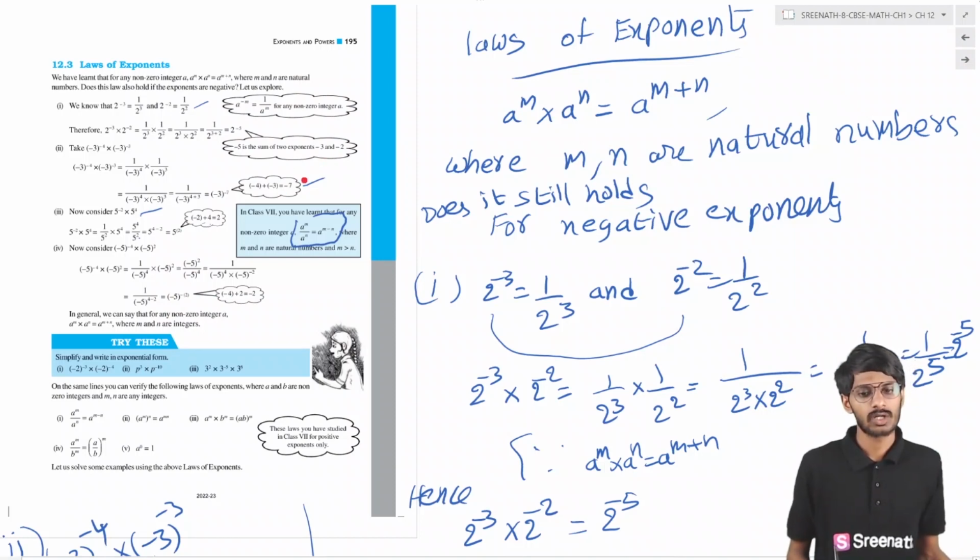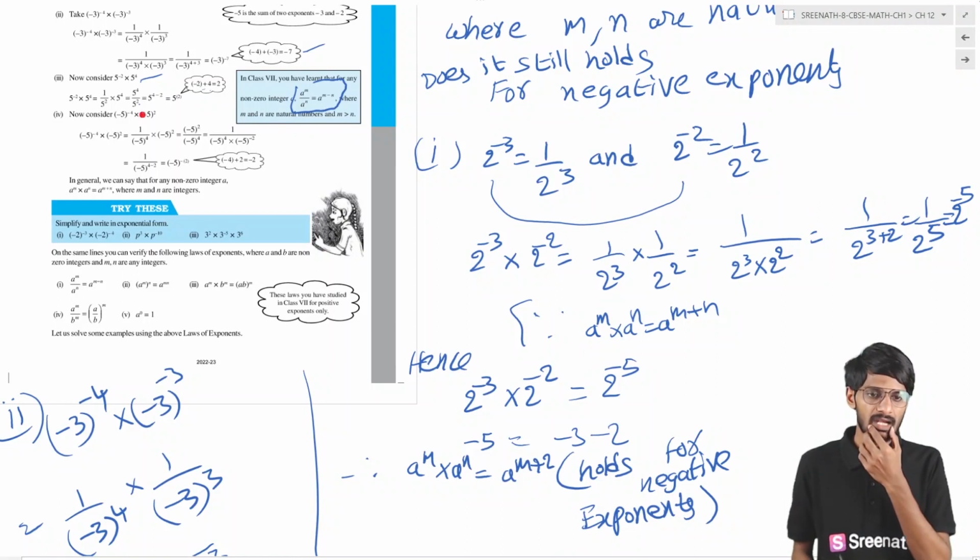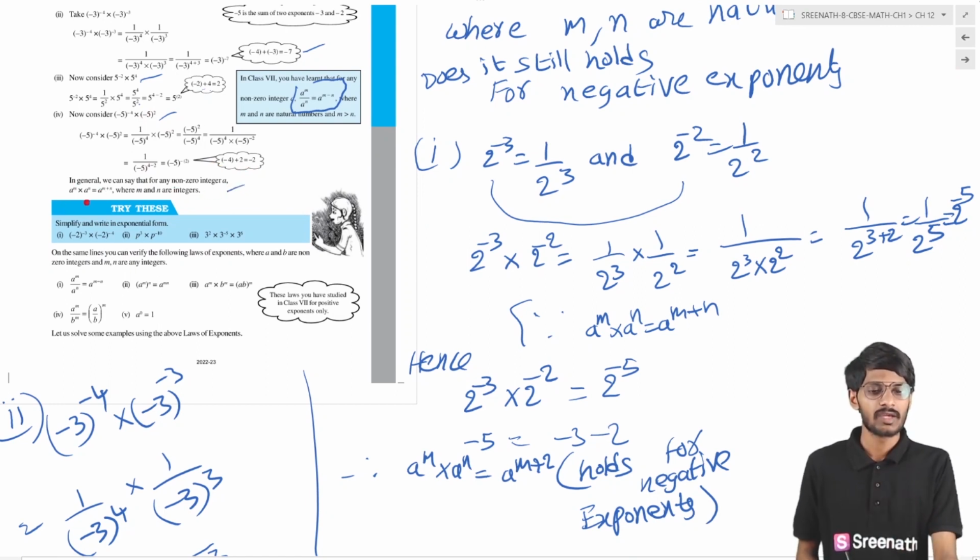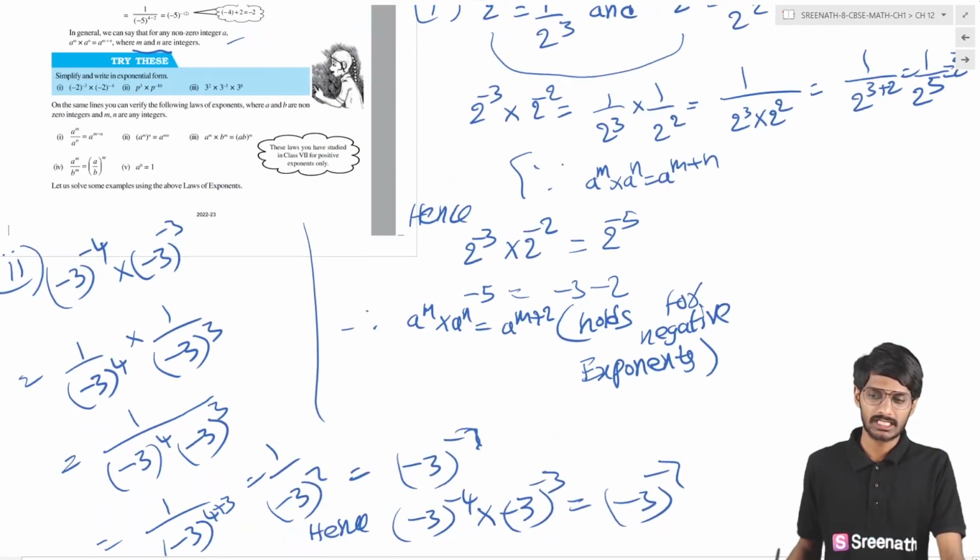here minus 2 and minus 3 is giving minus 5. And by doing this example, you will get minus 4 plus 2 equal to minus 2, students. So in general, we can say that for any non-zero integer a, a power m into a power n equal to a power m plus n when m and n are integers. So it still holds.